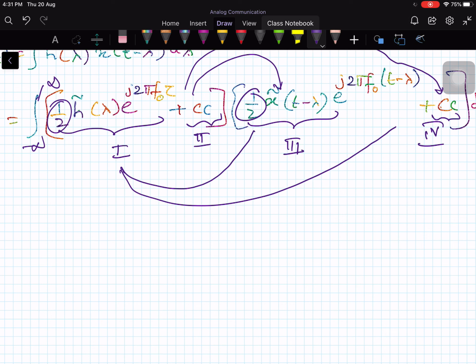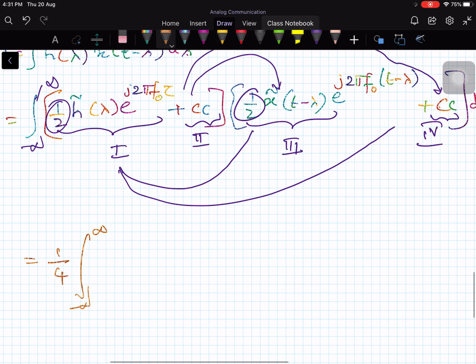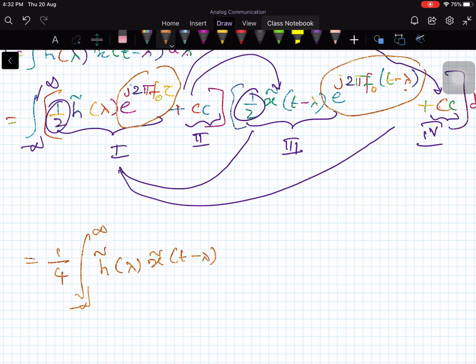Which is equal to 1/4 integral of minus infinity to plus infinity. Let me multiply 1 and 3 first. So h tilde of lambda times x tilde of t minus lambda. Then here I have e power j 2 pi f naught t, and here also I have e power j 2 pi f naught t times minus lambda. So both will get cancelled. Then you will get e to the j 2 pi f naught t. Okay. Then again you will get another term, complex conjugate.